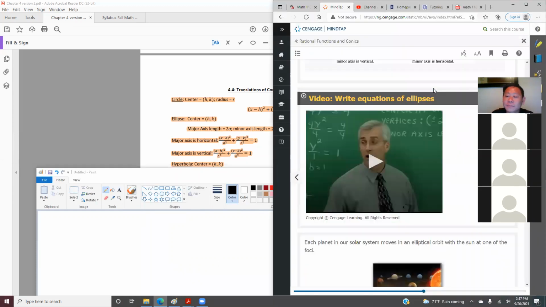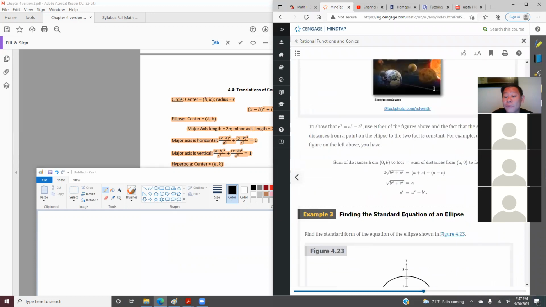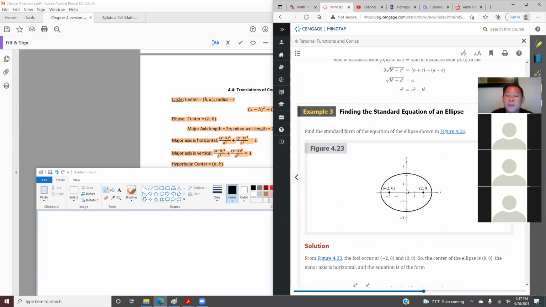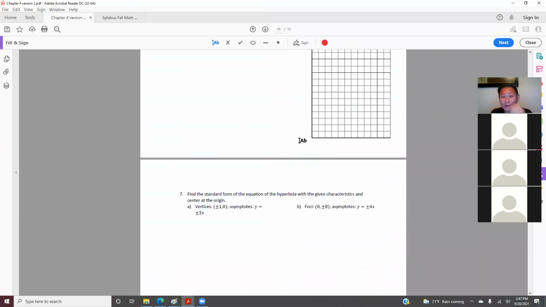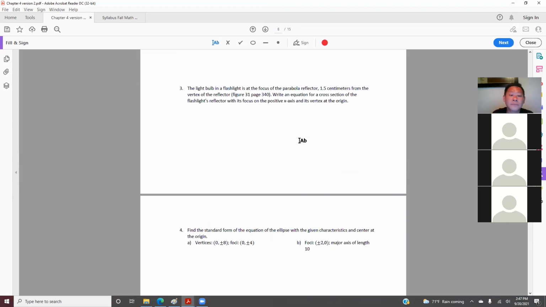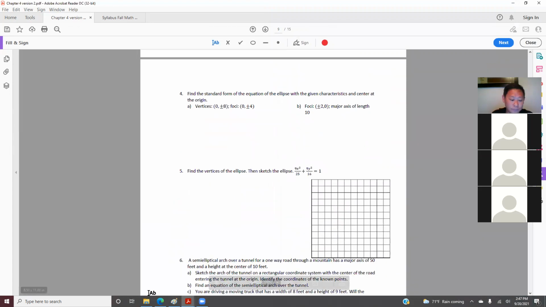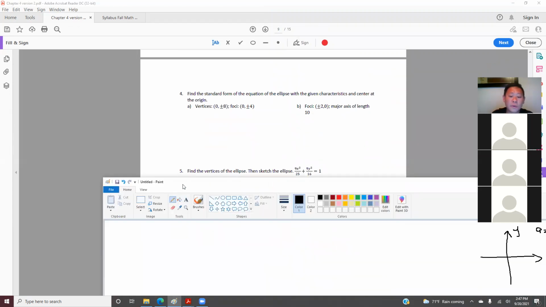The good thing is I will give you the formula. So this is the formula: c squared equals a squared minus b squared. So that is the equation of your conics, we call it the ellipse. Okay, so let's take a look at some examples here. Number 4. Anyone have any questions for me?